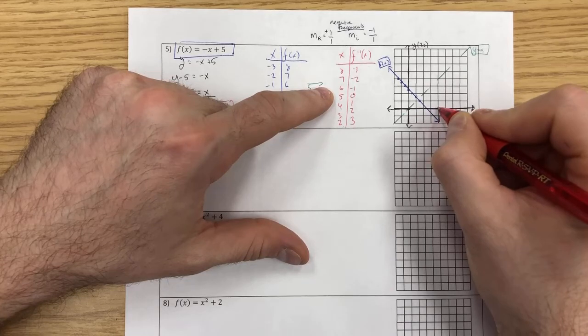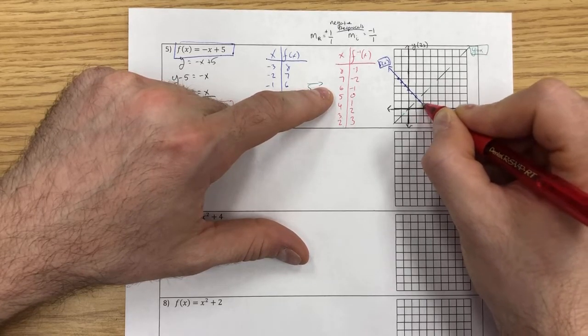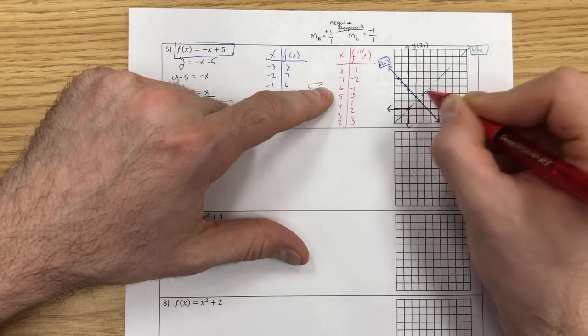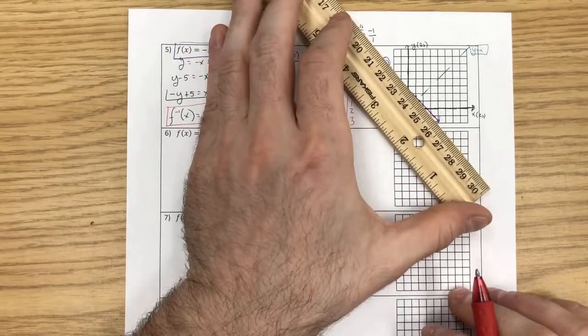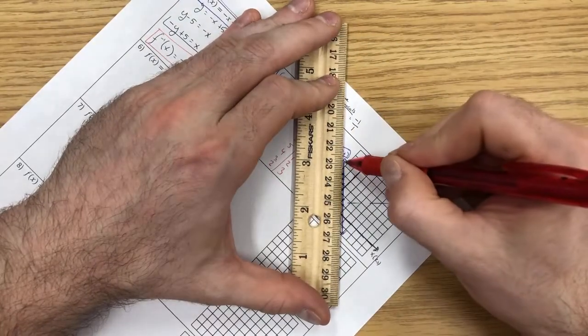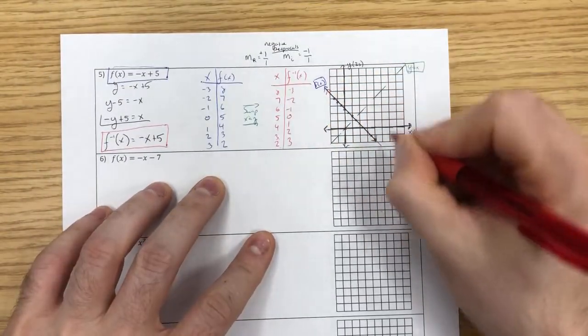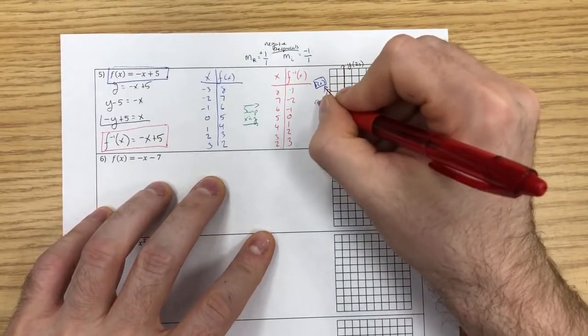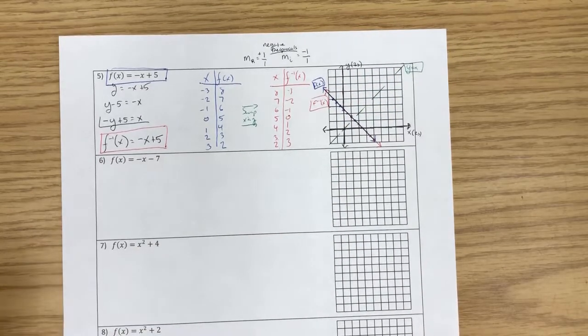2, 4, 6, 8, 2, 2, 2, right there. And so all the points are right along here. 2, 3. And so our new line is right on top of the old line. Perfect.